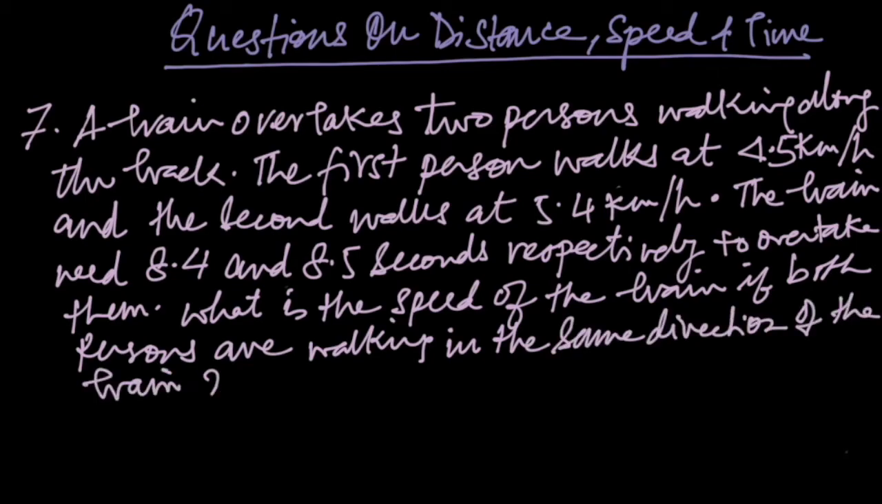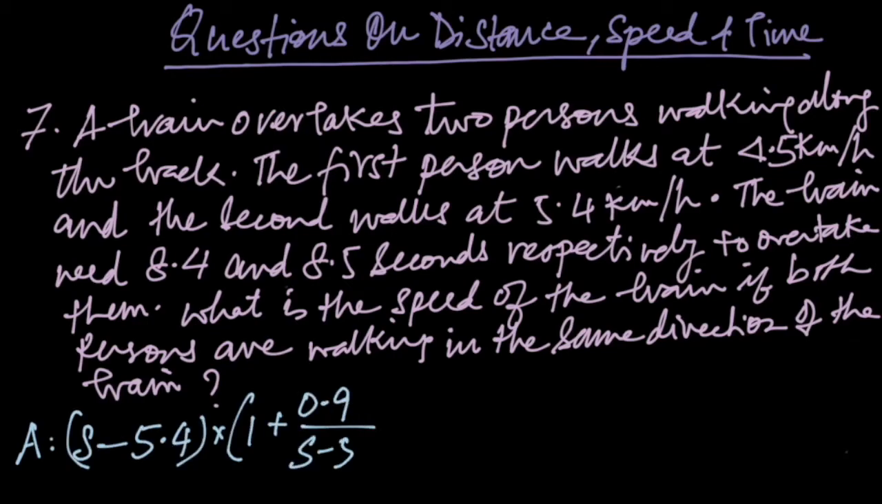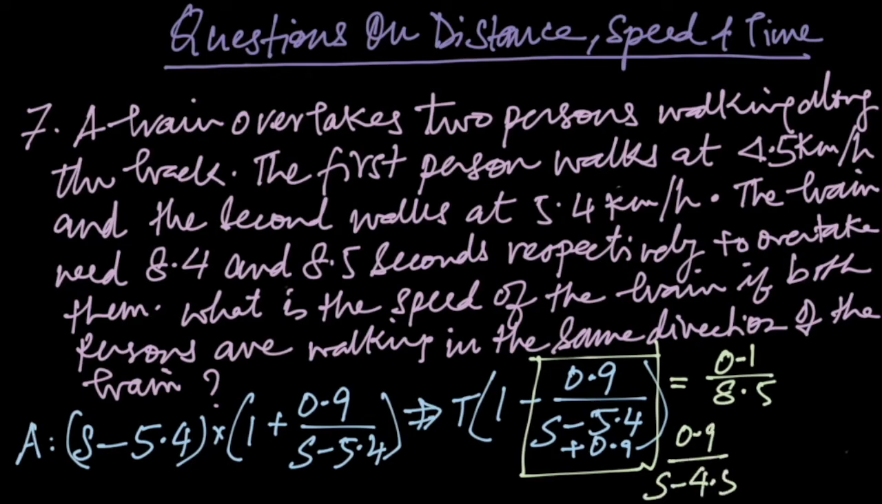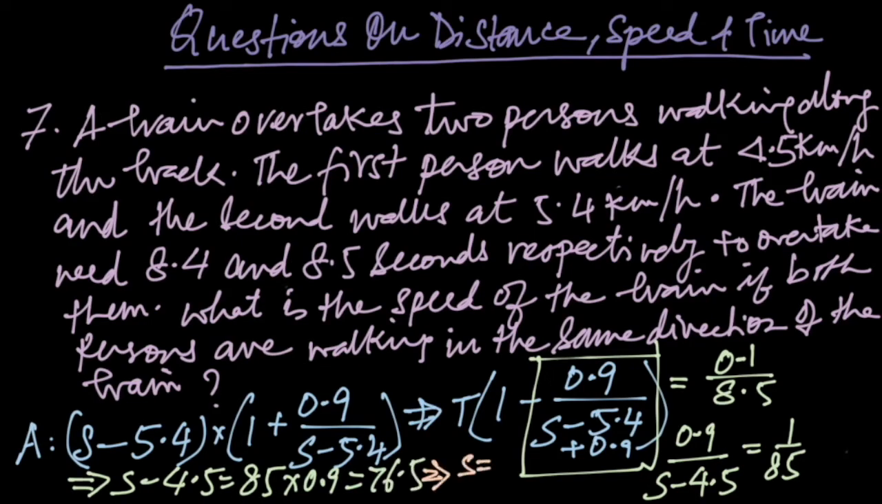So here the relative speed of the train with respect to the faster person is slower than the relative speed with the slower person. The difference between the speed of two persons is 0.9 kilometers. So s minus 5.4 becomes s minus 4.5, and that brings the change of 0.1 second. So we will use this relationship. So 81 kilometers per hour.